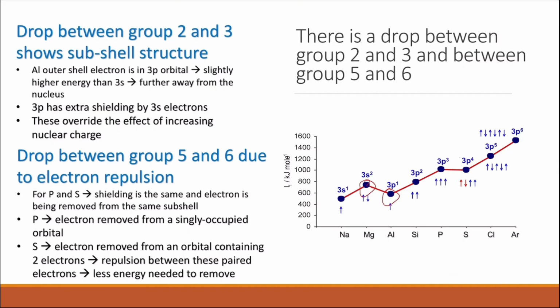And we have another drop here between group 5 and 6. The reason behind that is electron repulsion. So we have phosphorus and sulfur. They both have the same shielding, but phosphorus is group 5, where the electron is removed from a singly occupied orbital. But with sulfur, the electron is removed from an orbital that has two electrons. So there is some repulsion between these two electrons, which lowers the ionization energy needed to remove that electron. This is why there is a small drop here.